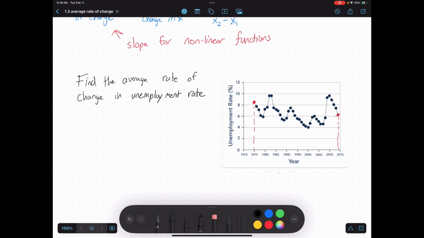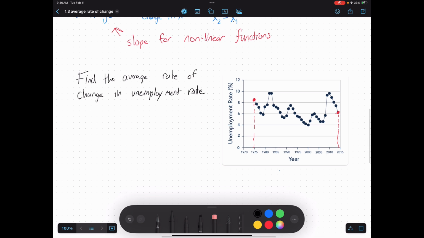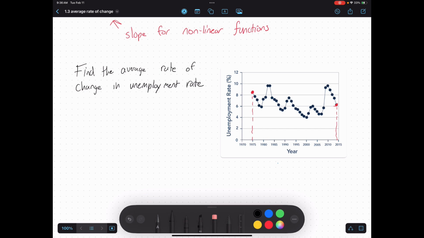So the average rate of change very much depends on which interval I'm talking about. In order for you to be able to answer the question, I have to give you an interval. So let me go ahead and give you an interval: from 1975 to 2014. Let's go from beginning to end.